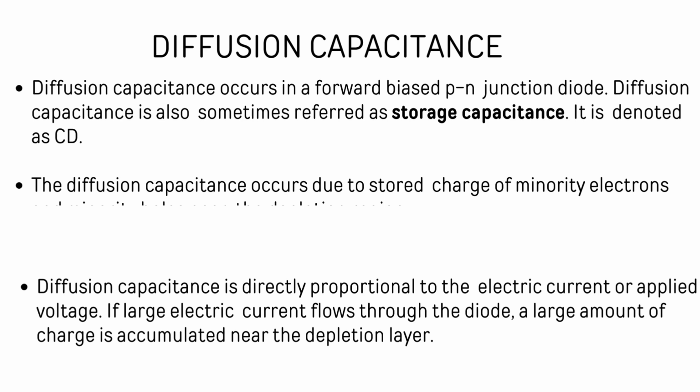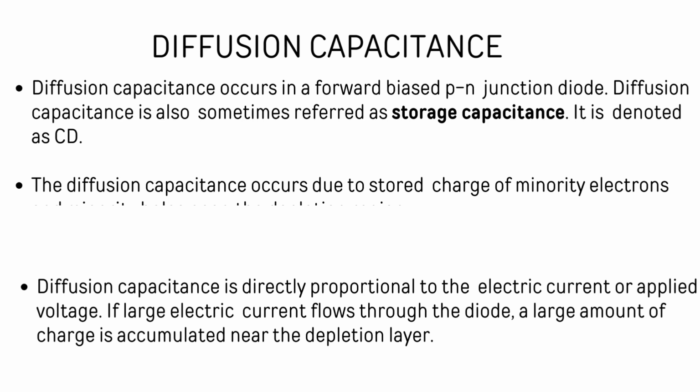Diffusion capacitance. Diffusion capacitance occurs in a forward biased p-n junction diode. Diffusion capacitance is also sometimes referred to as storage capacitance. It is denoted as C_D. The diffusion capacitance occurs due to the stored charges of minority carriers. Diffusion capacitance is directly proportional to the electric current or applied voltage.